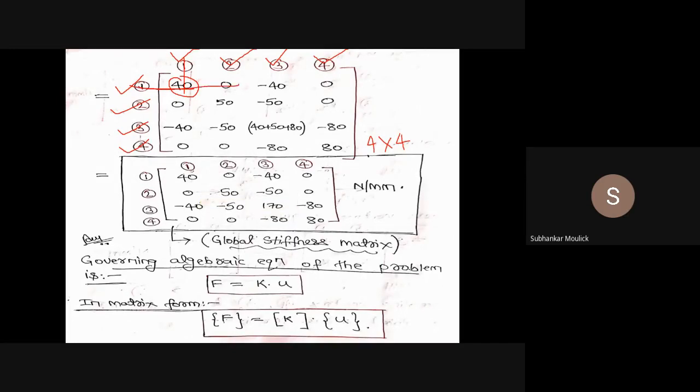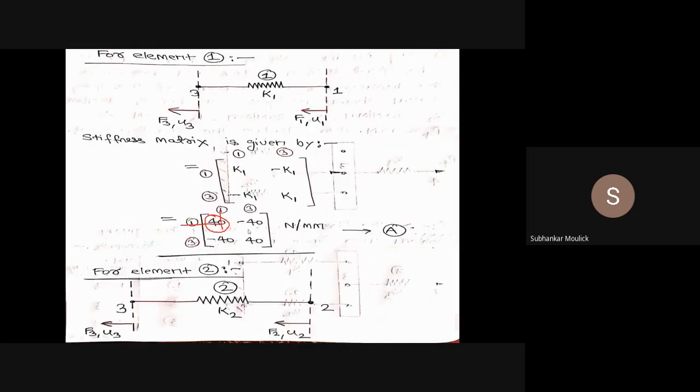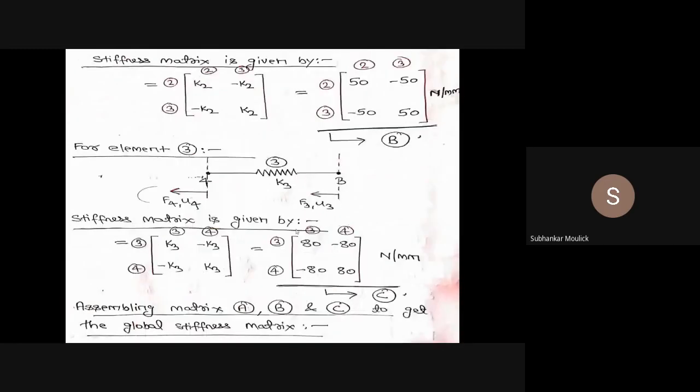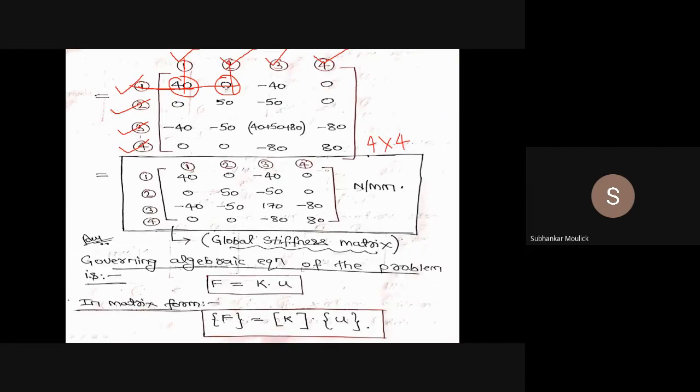Now let us find this 1 cross 2 value. Let us check matrices A, B and C. In the first matrix, 1 comma 2 is not present. In the second matrix, 1 comma 2 is not present. In the third matrix, 1 comma 2 is not present. So this value is 0. Similarly, let us find 1 cross 3, that is the coefficient in the first row and third column. So let us find it.